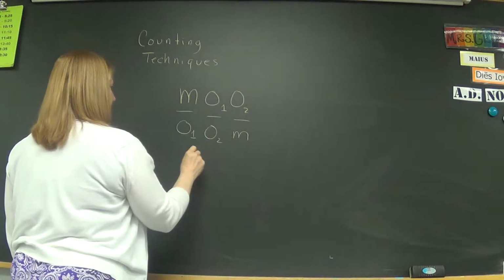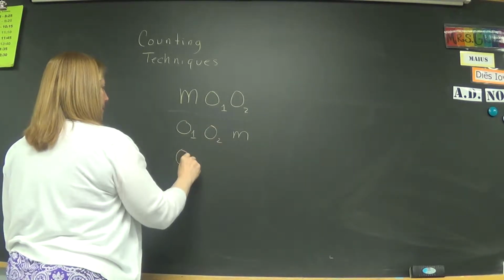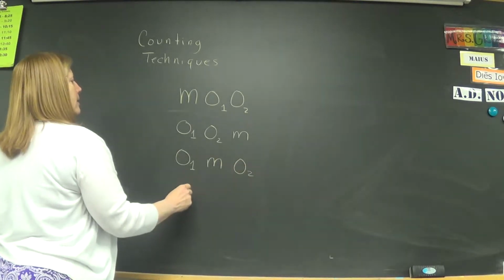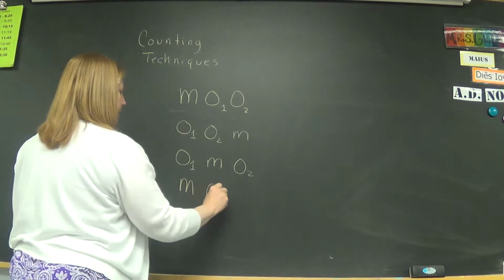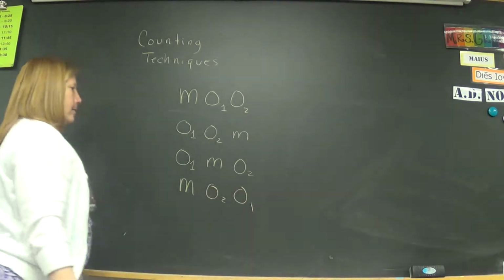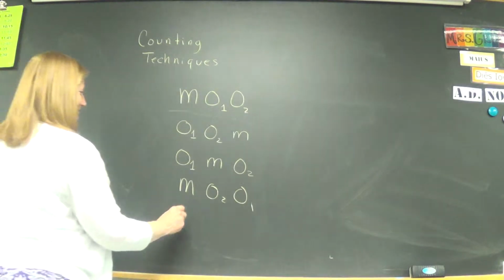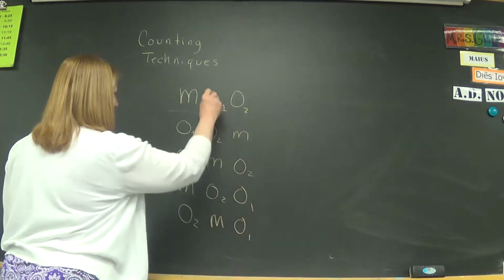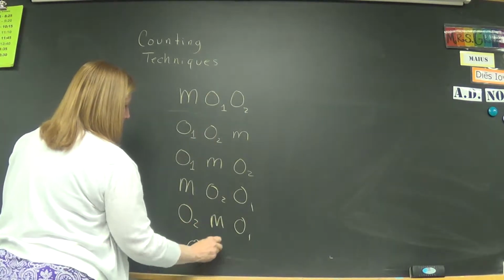All right, Allie. O1, O2. All right, Bailey. M, O2, O1. Molly. Gets harder as we go. Oh, she's good. O1. All right, I'll let myself figure out the last one. It must be O2, O1, M.